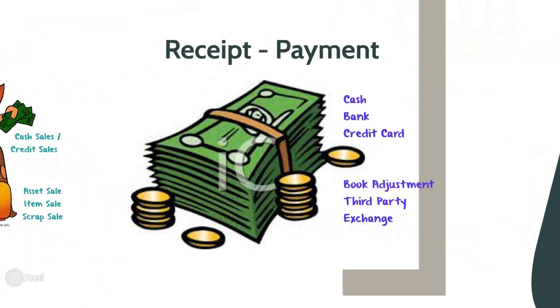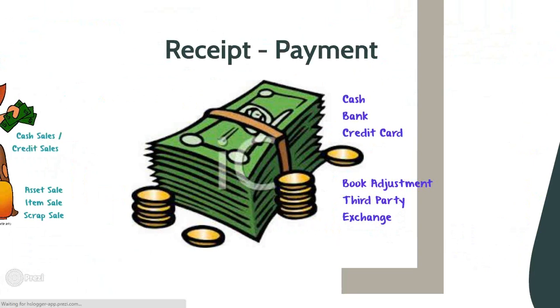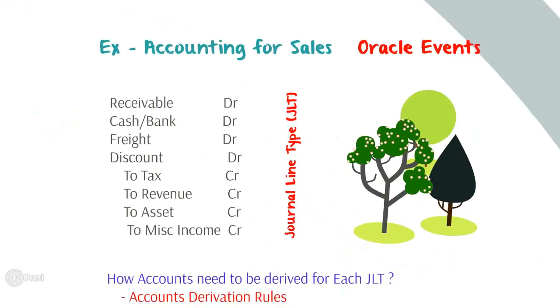So based on this accounting rule, what we understand is that there must be one event. Based on the event only, we will pass the accounting journal. So Oracle also terms that thing as an event. Just like I said the example of sales, sales is a monetary event. So Oracle also considers that as an event.